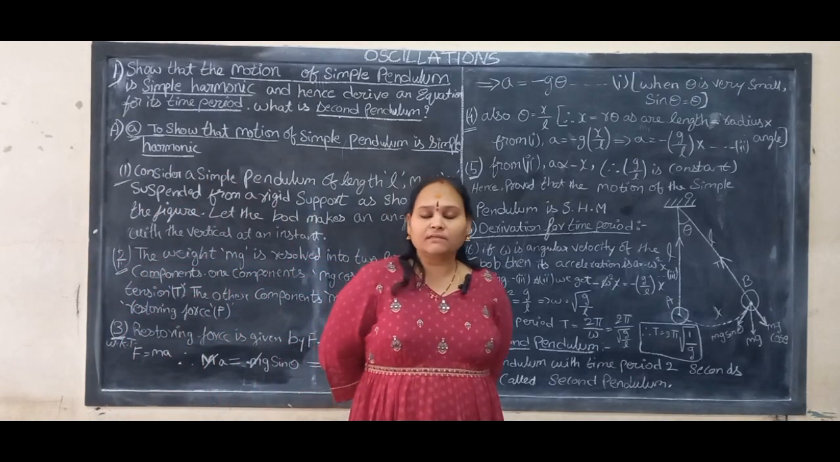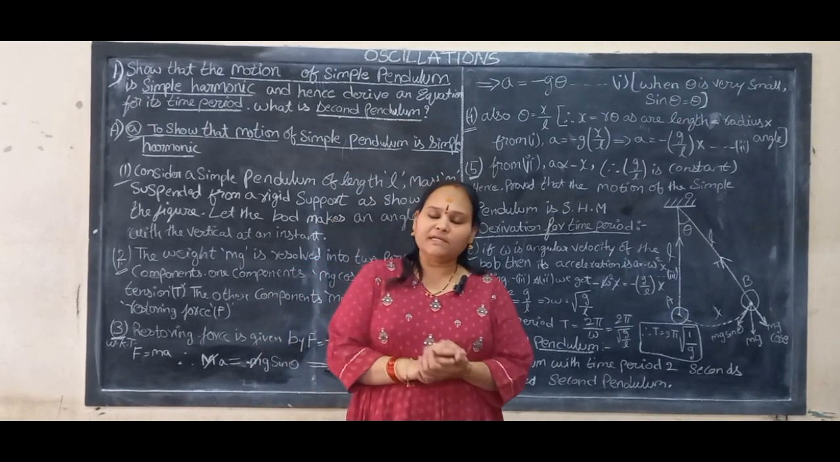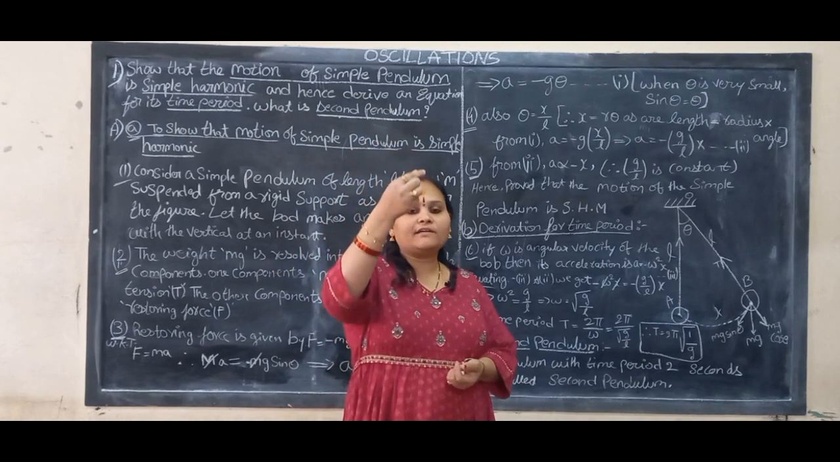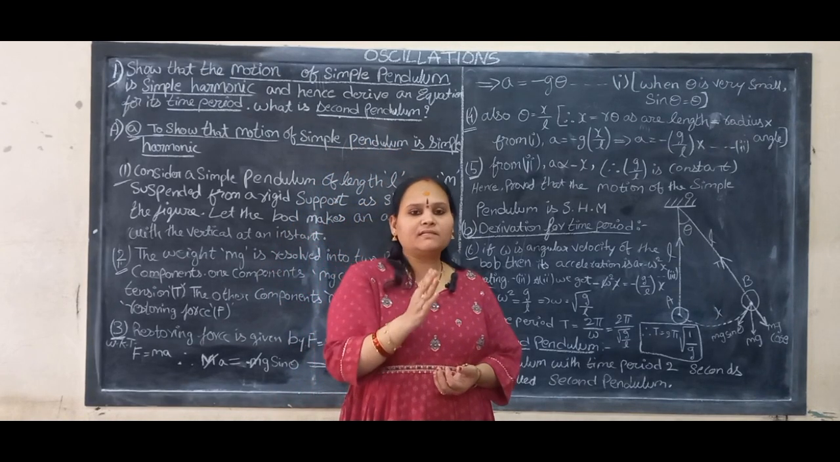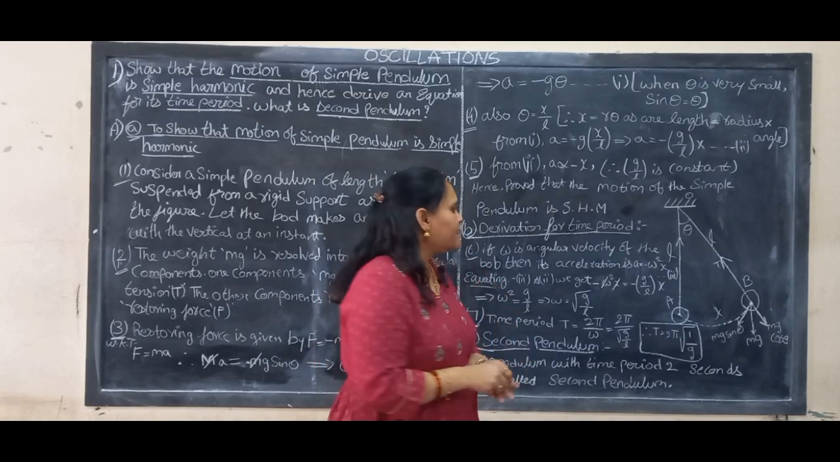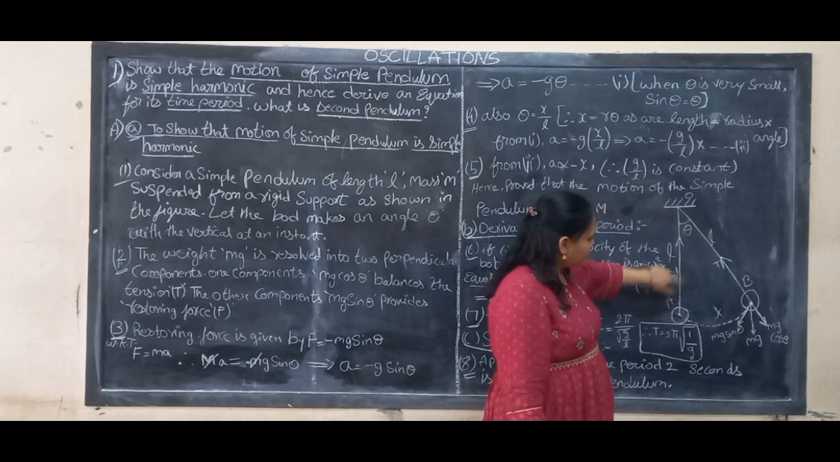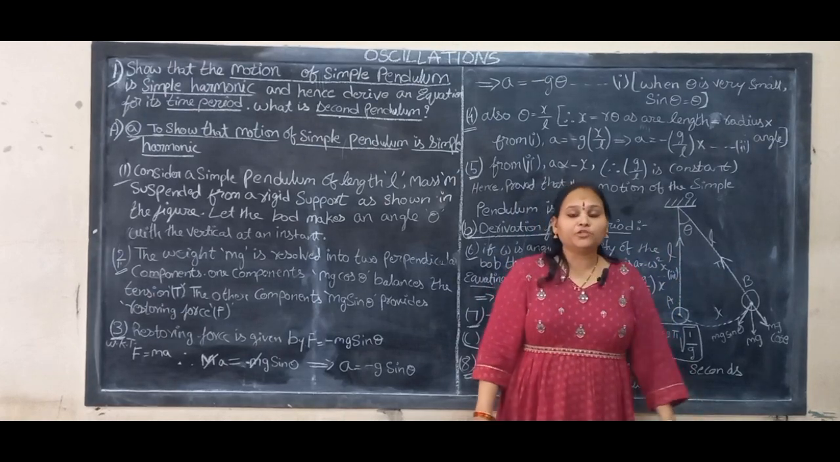How to show that a pendulum executes simple harmonic motion? First, the simple pendulum. When a bob is hanging with some length of a thread, that is called a simple pendulum, hanging from a rigid support. This is the rigid support. The bob is hanging like this. This is the bob. This is known as the simple pendulum.